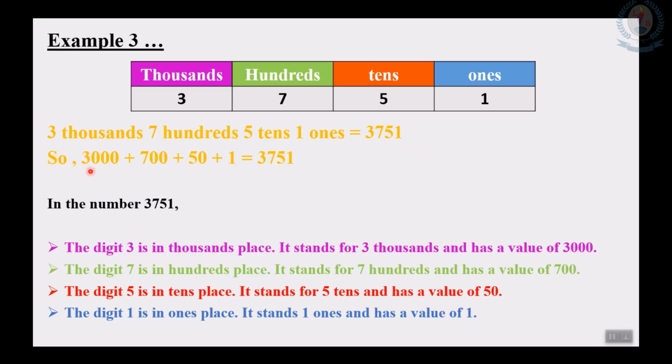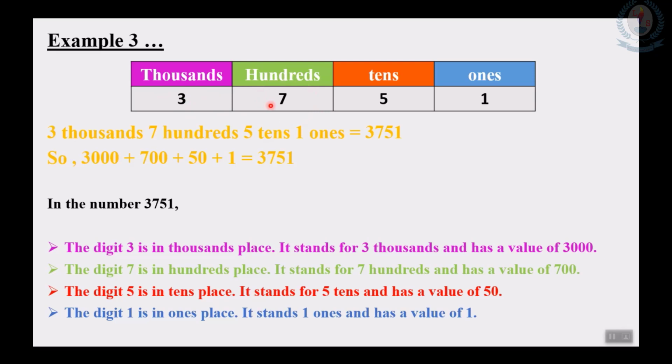3000s means we can write that one in numerals as 3000. Then 700s means value is 700. 5 tens means value is 50. 1 ones means value is 1. In this 3751 number, the digit 3 is in thousands place, and it stands for 3000s and has a value of 3000.